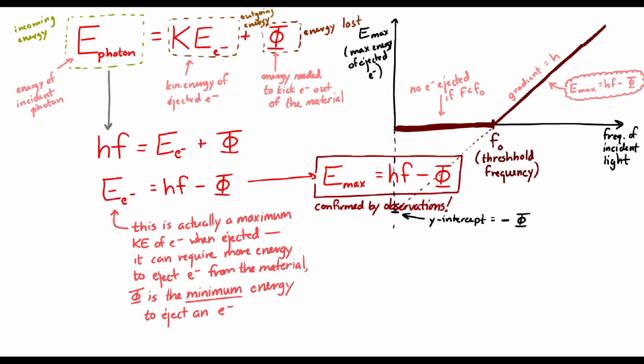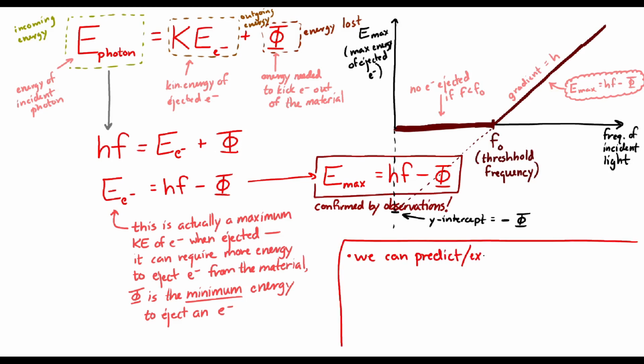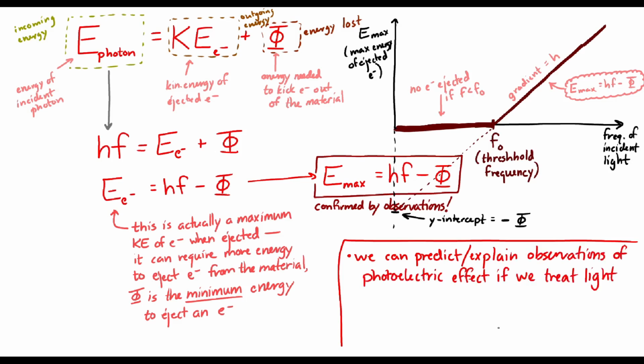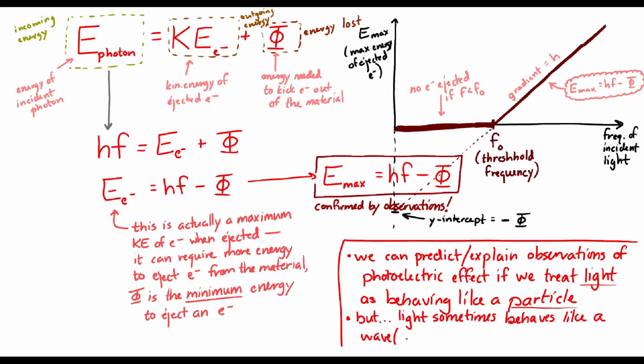So the outcome of the photoelectric effect is that we can predict and explain the observations of the photoelectric effect if we treat light as behaving like a particle. Now that's a little bit problematic because in other ways, light definitely behaves like a wave. Light diffracts, it refracts, it reflects. It has all those behaviors that we associate with a wave. But now we're seeing that observations of light can only be explained if we treat it like a particle.